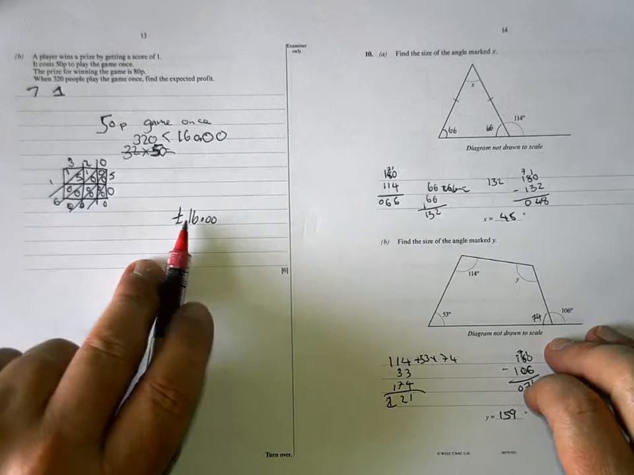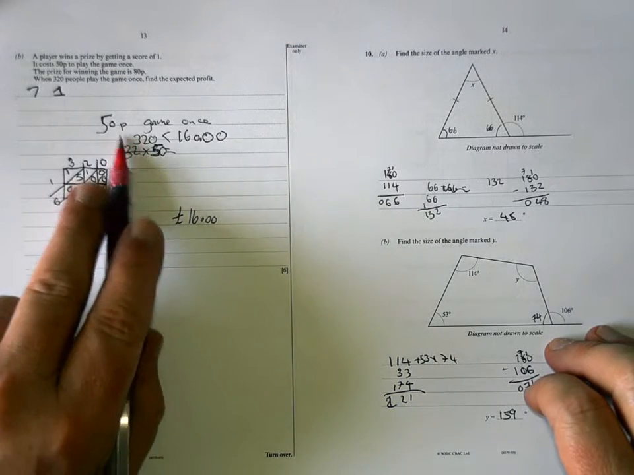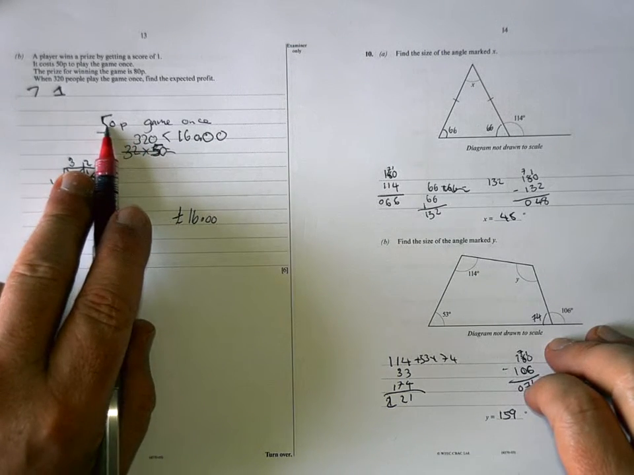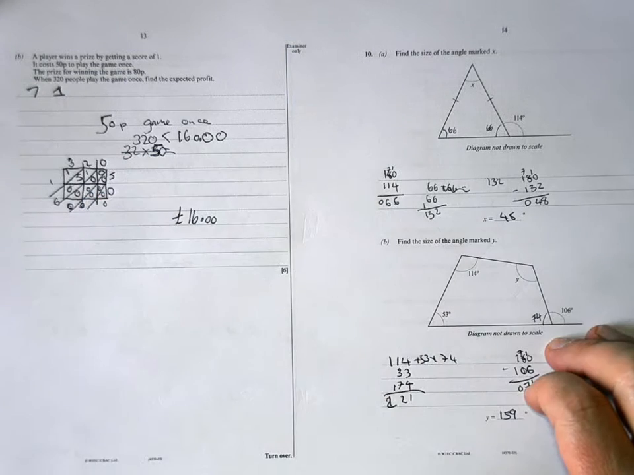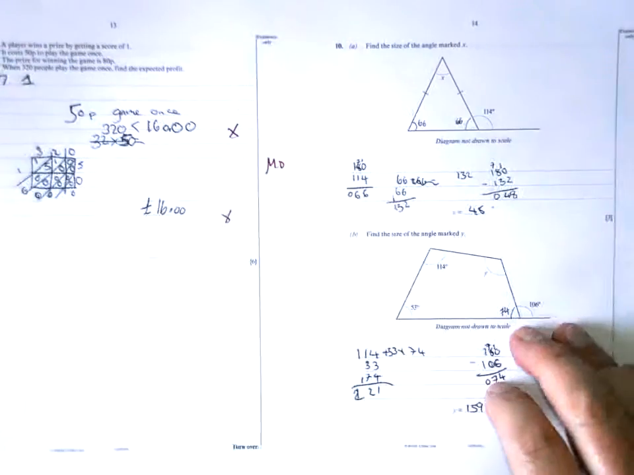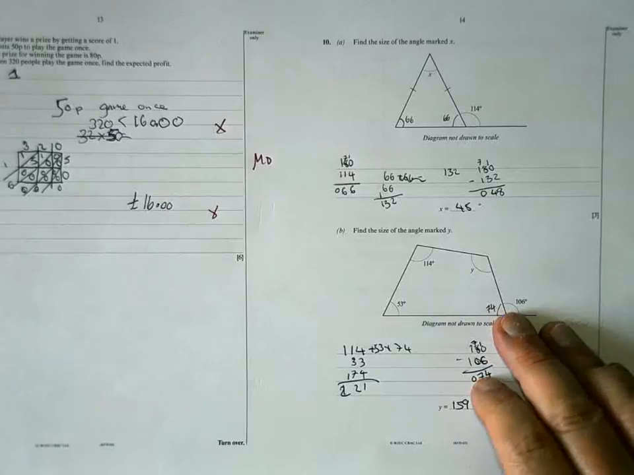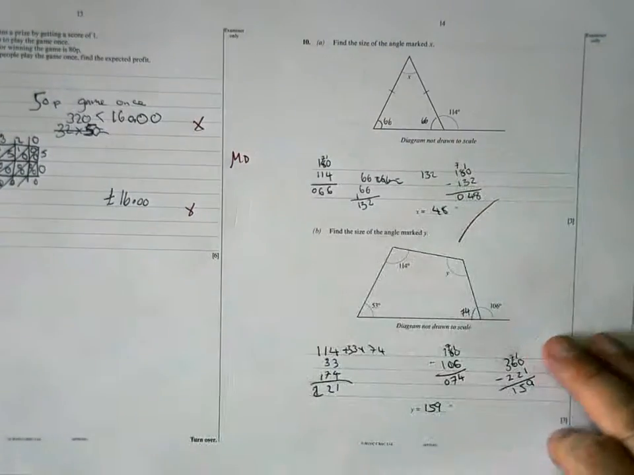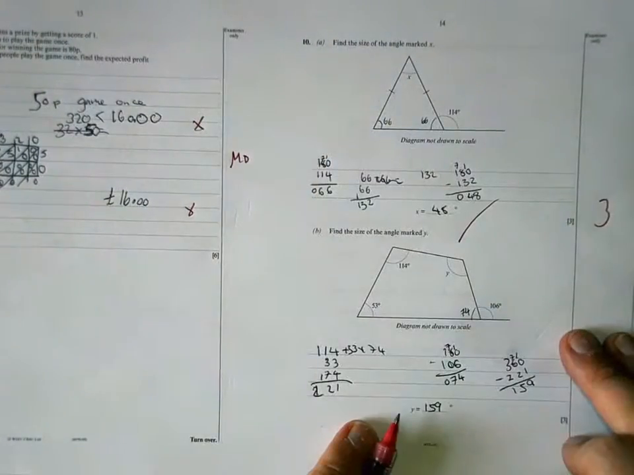So it wouldn't be £16, it would be £160 because it's half. That's 50 pence is half a pound. So if you've got 320 people playing half a pound, that's £160. So there's not enough there to get you any marks. 48 is correct. This one's wrong.